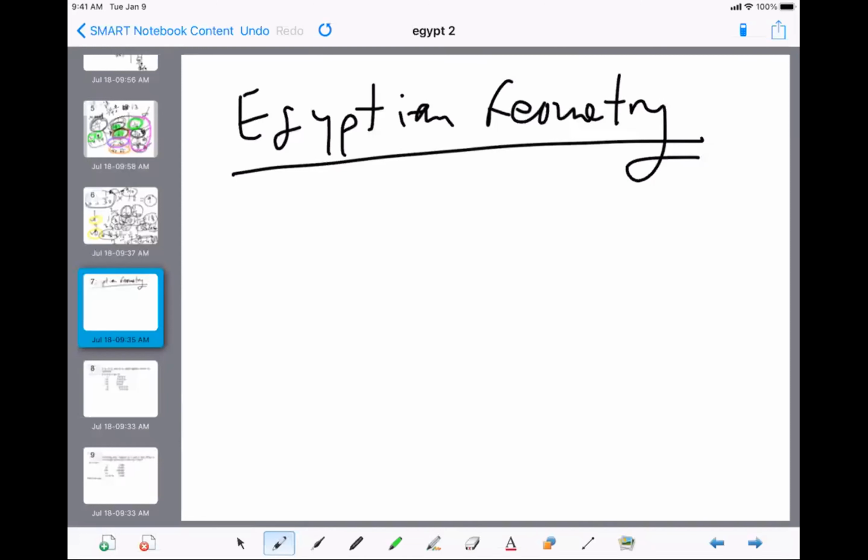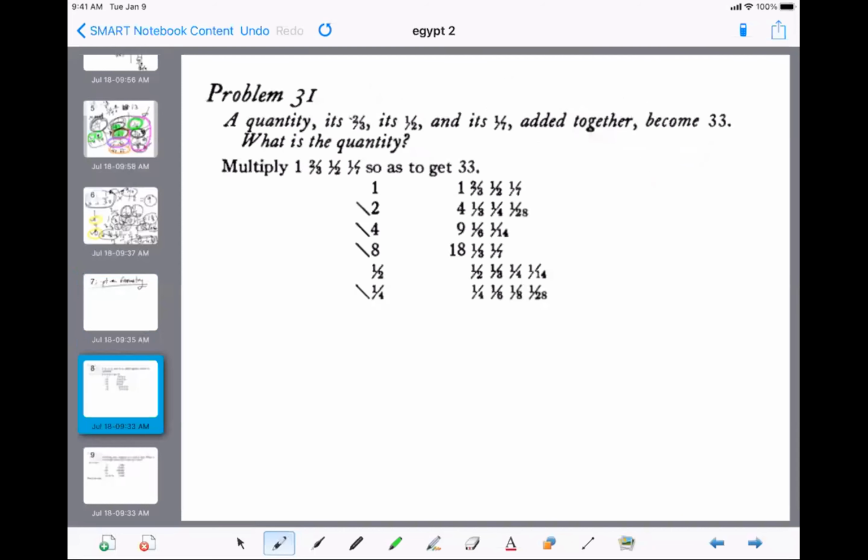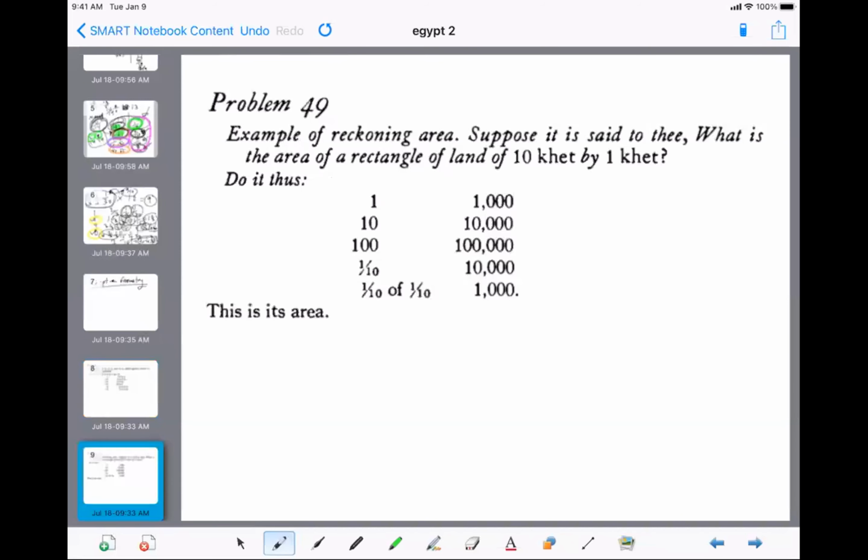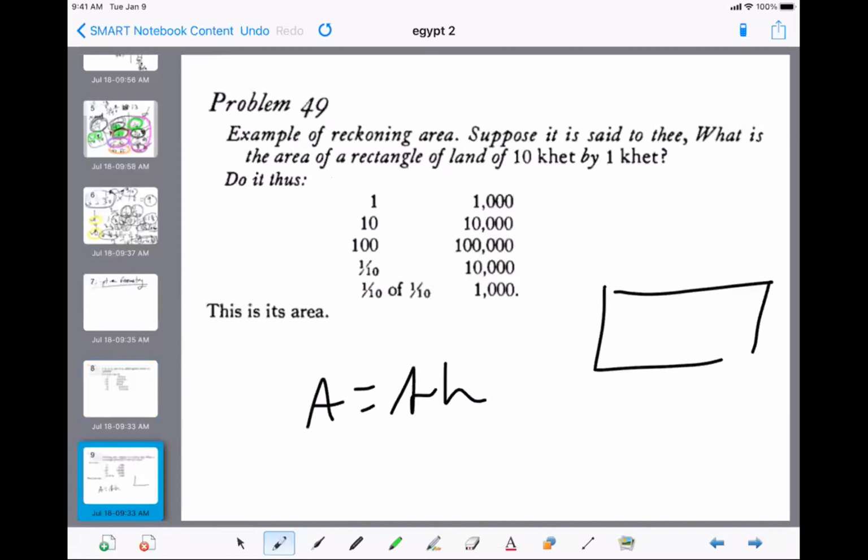Now, Babylonians certainly knew area formulas also. So if you look at this question, not this one, Question 49 in the Rhind Papyrus is just find the area of a rectangle. So let's just mention that they knew area equals base times height for a rectangle. That's all. That's one of our quick things for today.